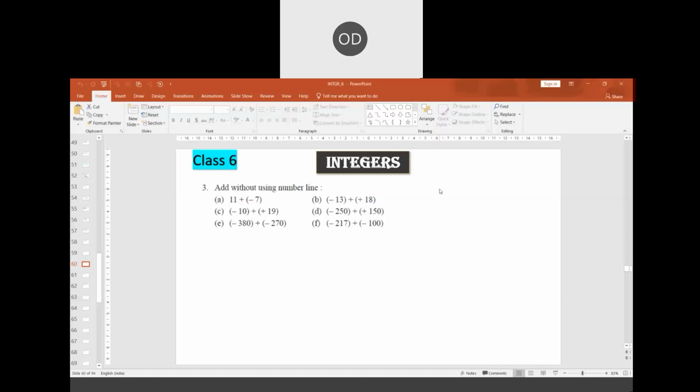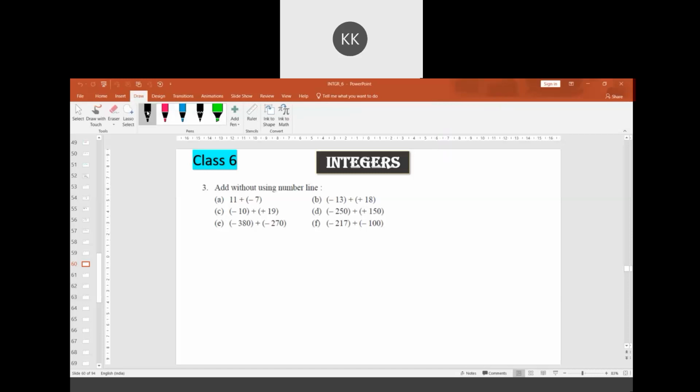Meanwhile, I'll tell the third one. In the third question, it's a direct question. There is no need to use the number line here. Without using the number line, we have to solve. 11 added to minus 7. Probably you have done this. The answer is positive 4, because 11 is a larger number. You have to look at the greater value.